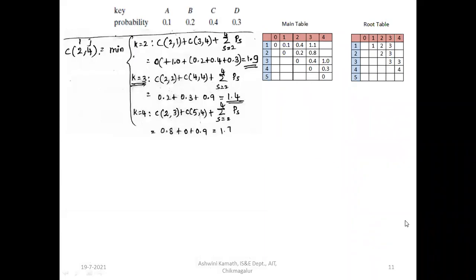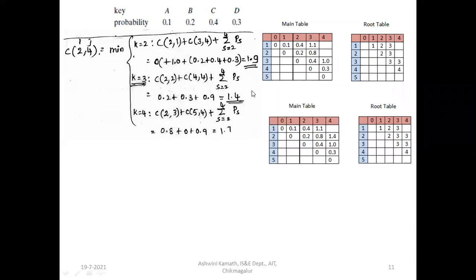Similarly, calculate for C(2,4). For C(2,4), when K is equal to 2, we are getting 1.9. For K equal to 3, we are getting 1.4. And when K is equal to 4, we are getting 1.7. You have to notice the value of I and J. K value will vary from I to J. So K is equal to 2, 3 and 4. Among these three, we are getting 1.4 as the minimum when K is equal to 3. So update the table. So (2,4) is equal to 1.4 and in the root table (2,4) is equal to 3.